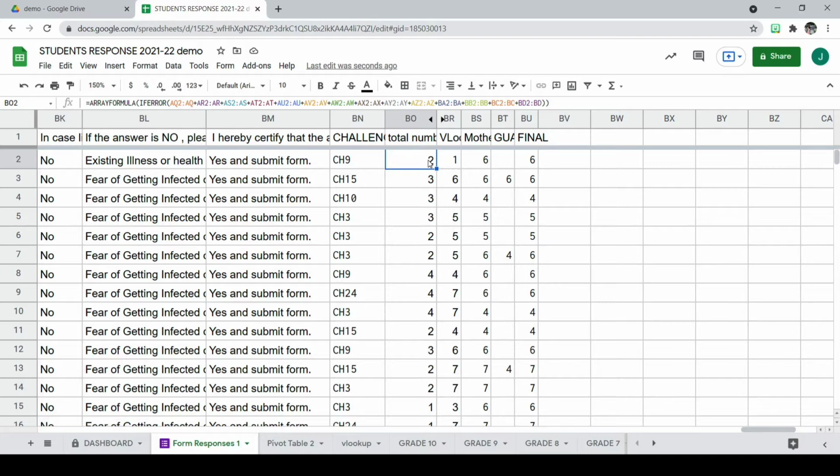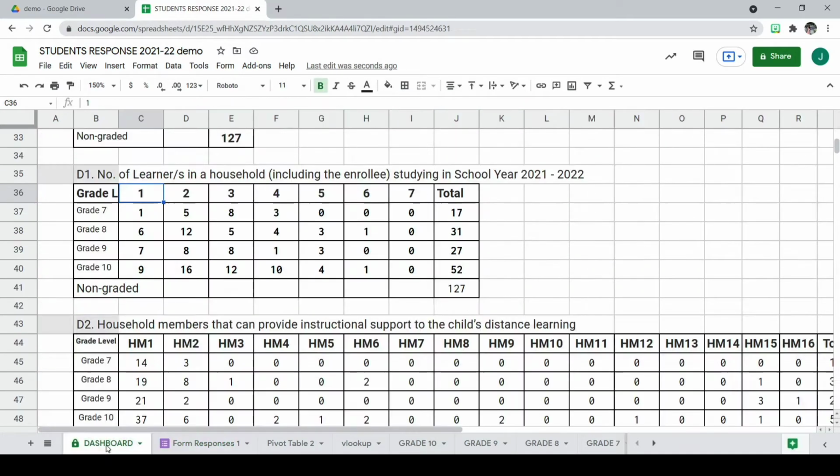So once na total na ninyo, that's the time nga ato balik sa dashboard.